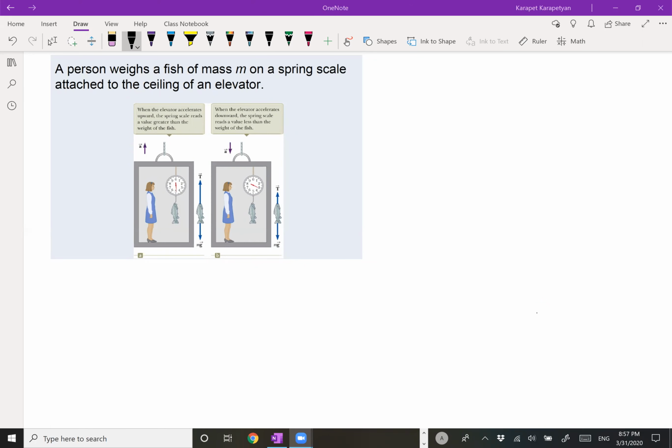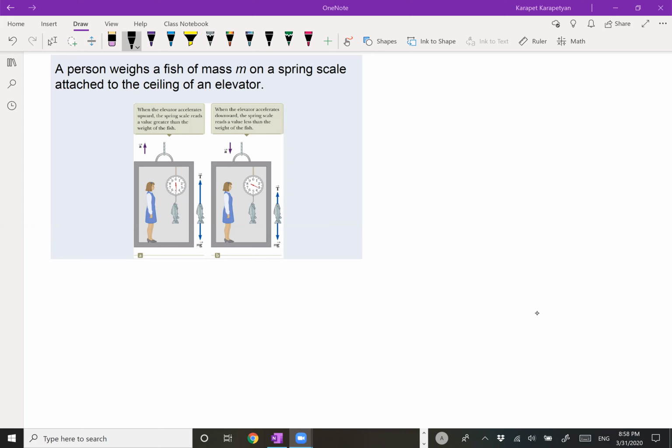All right, so in this example, we're going to look at an application of Newton's second law. A person weighs a fish of mass m on a spring scale attached to the ceiling of an elevator. What we have is an object whose apparent weight changes in the elevator, depending on whether the elevator is accelerating, basically speeding up or slowing down, or if it's at rest.